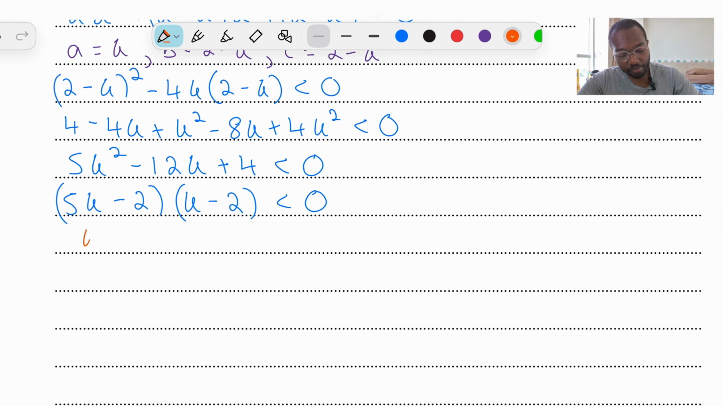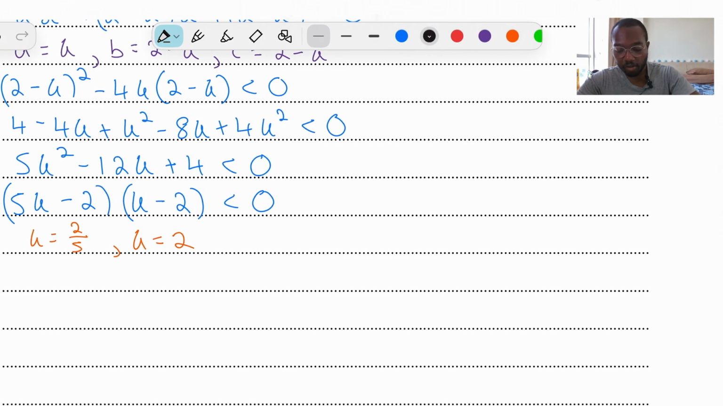But anyway, once we've factorized that, we've got these two values. Therefore, we know that k is equal to 2 over 5, and k is also equal to 2. So we've worked out those values, but we're not done yet, because now we need to remember it's less than 0. So we still need to figure out when this is going to be less than 0. So if I draw a little diagram over here, what do we know? Well, we know this is a quadratic equation. If it crosses that positive 2 over 5 and positive 2, it's going to look something like this. Let's just say it's like that.